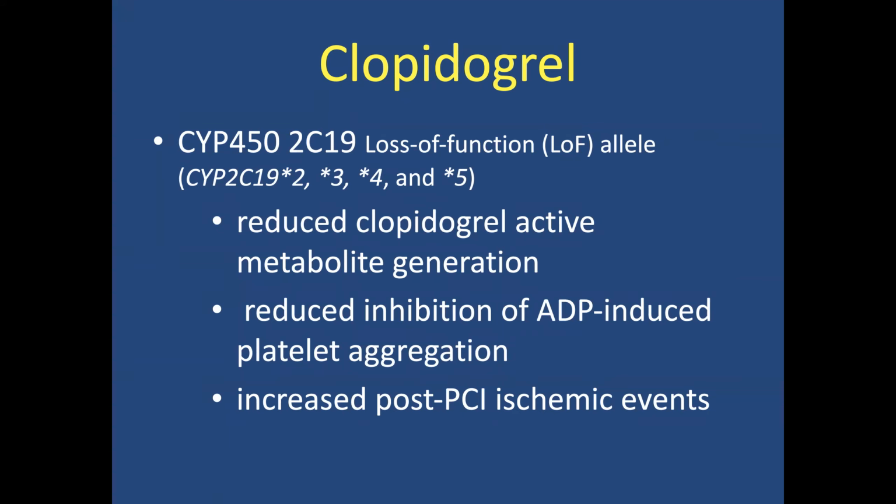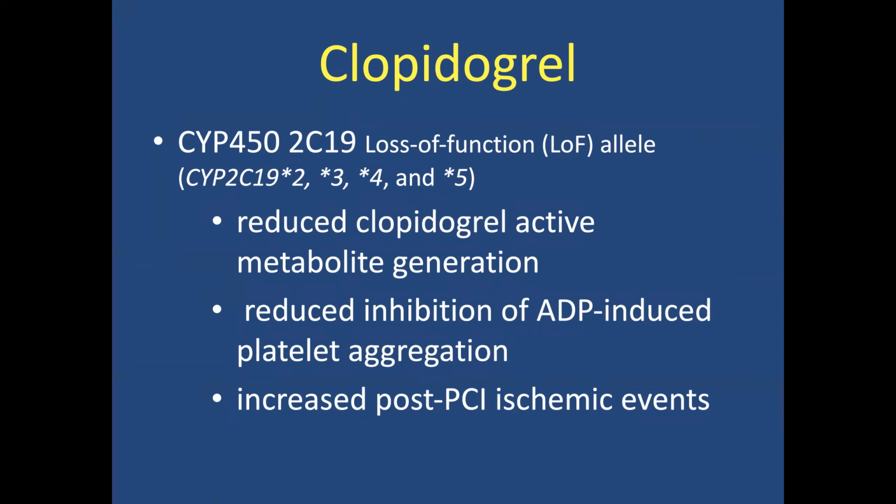So intermediate metabolizers, depending on the population, are about 25–27% of patients, and then the poor metabolizers around 2 to 3% of all patients. So patients who are intermediate or poor metabolizers have reduced ability to produce the active metabolite. They have reduced inhibition of the ADP-induced platelet aggregation, and they do have increased post-PCI ischemic events. So we can test for this.